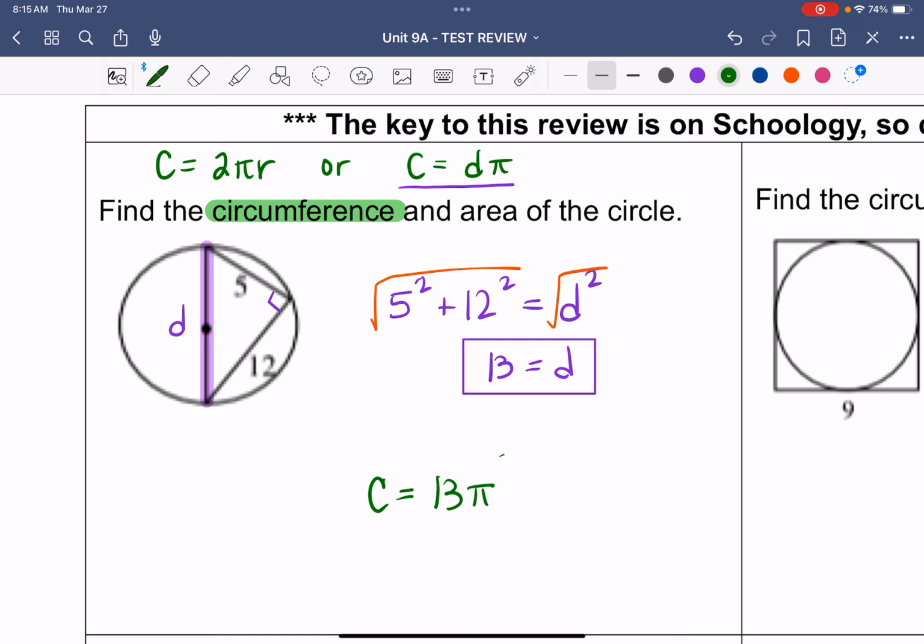And that's it. That's the exact circumference. If it says something about approximation, then you would type it into the calculator and get a decimal, but we could leave it alone for here. And then as for area, we haven't done that yet, so I'm not going to do that part.